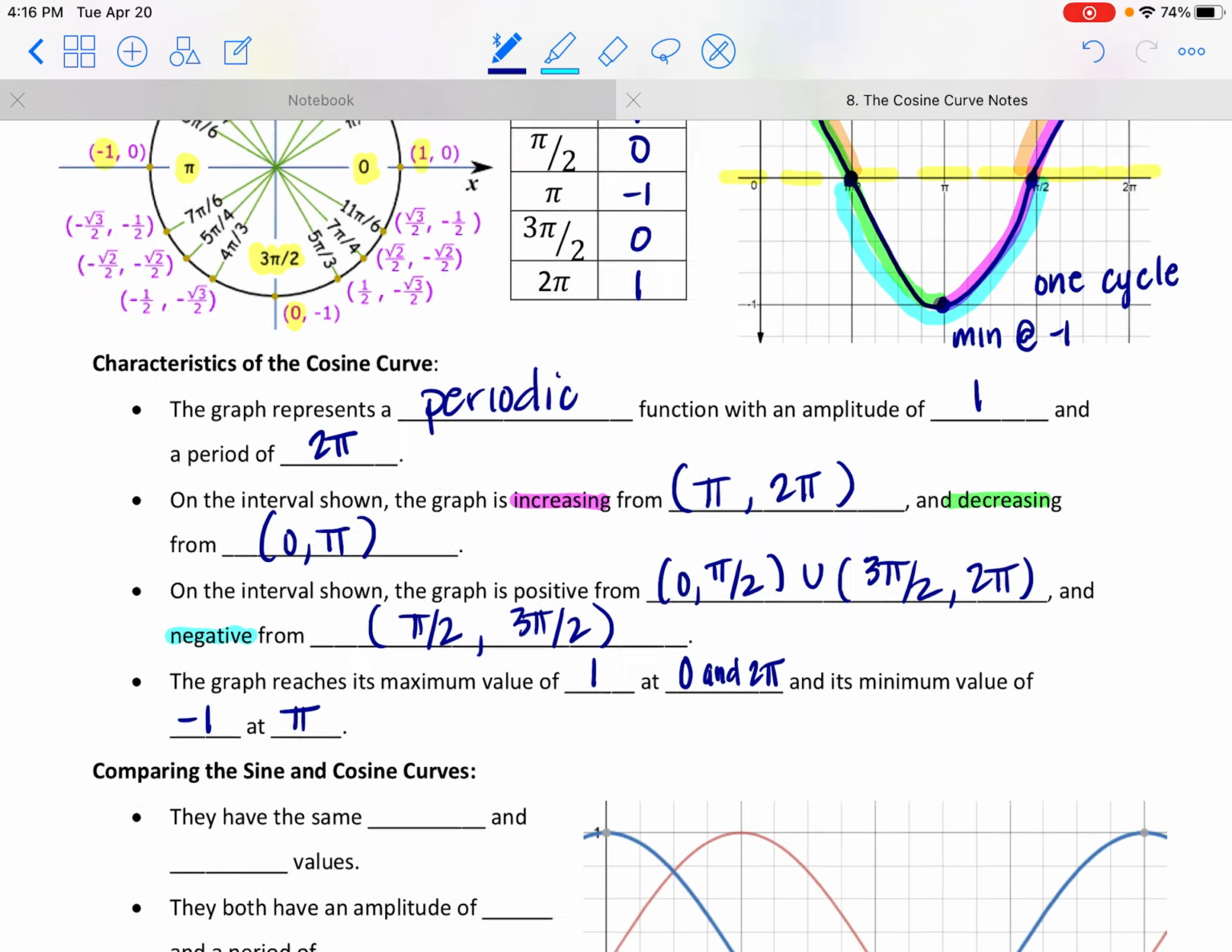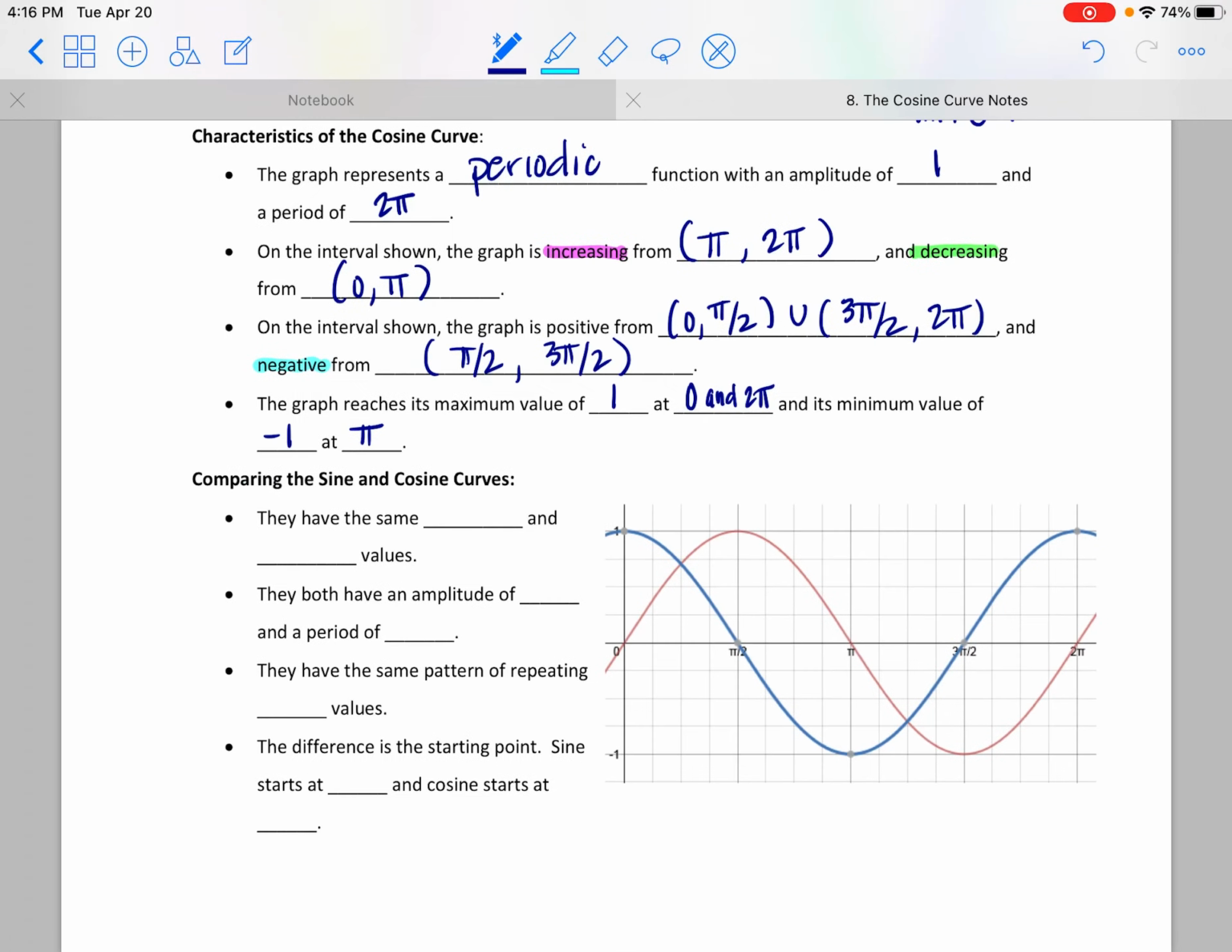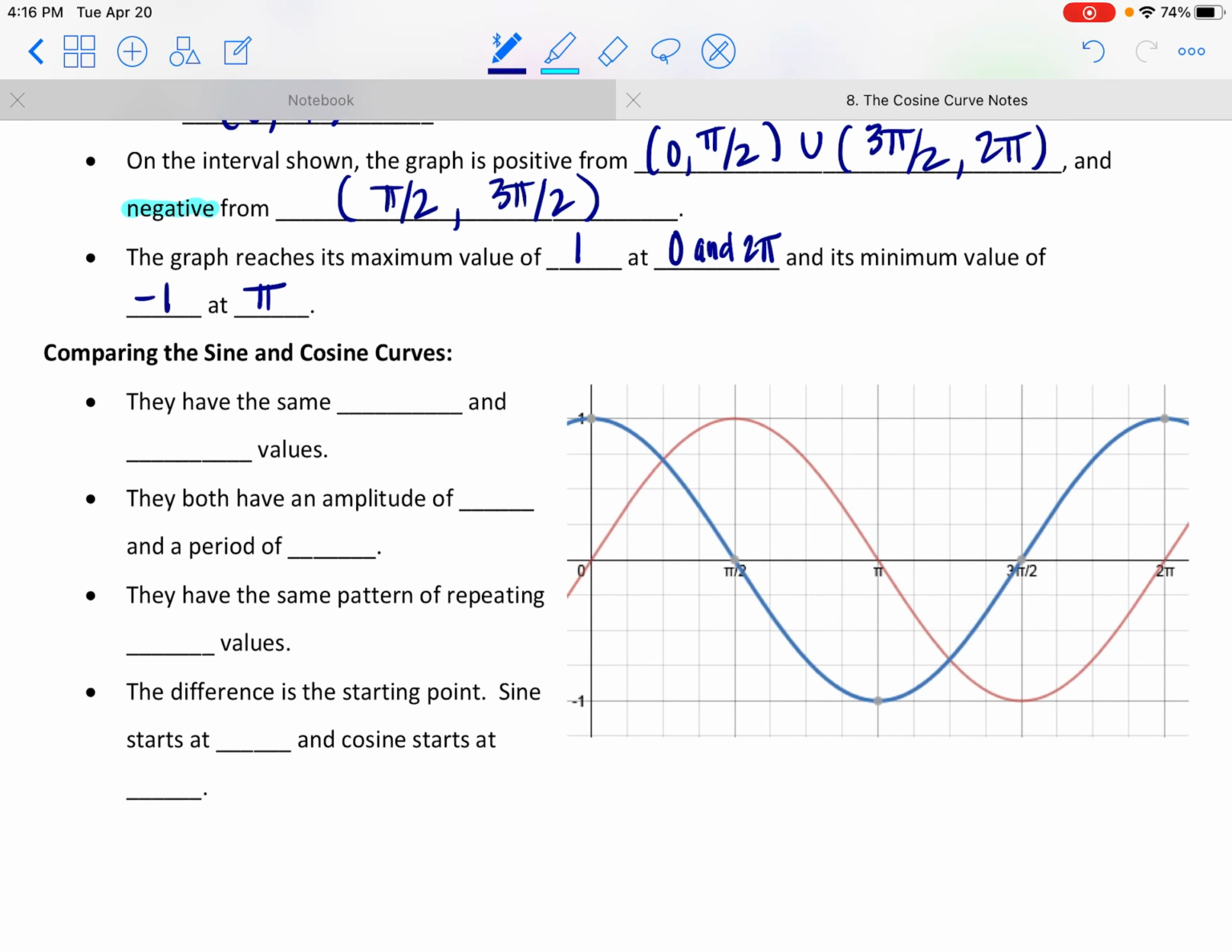Okay? So really, the comparison between the two, if we're looking at sine and cosine now that we've seen them both, lots of things in common.